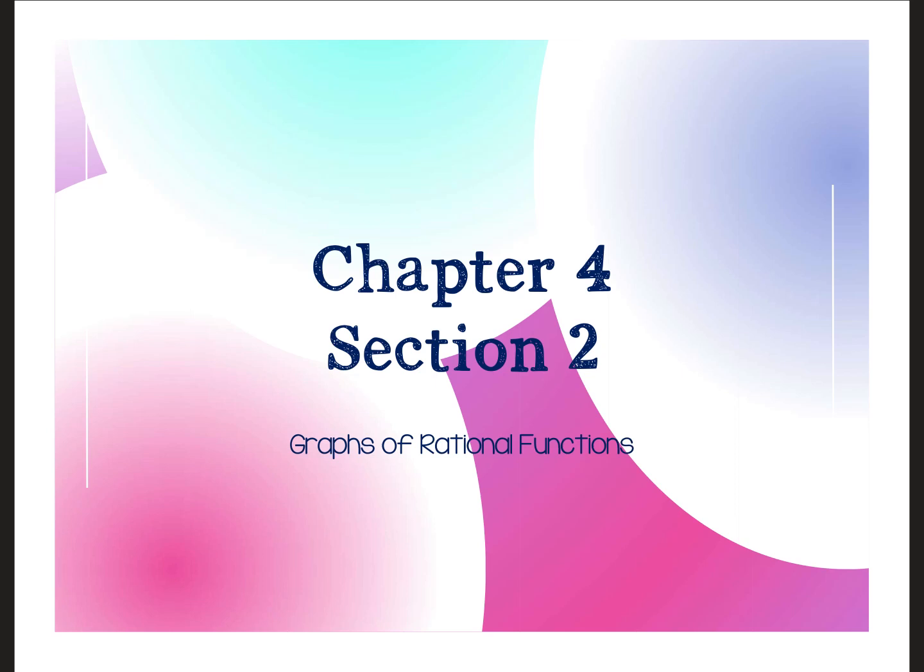Guys, we're doing chapter 4, section 2 today. We're just talking about rationals like we did yesterday. Yesterday we found all the stuff, the mechanics behind it. Now we're going to actually graph. Now when I do this with pre-cal, I worked all the examples out yesterday. It took me almost 2 hours to do all these examples.